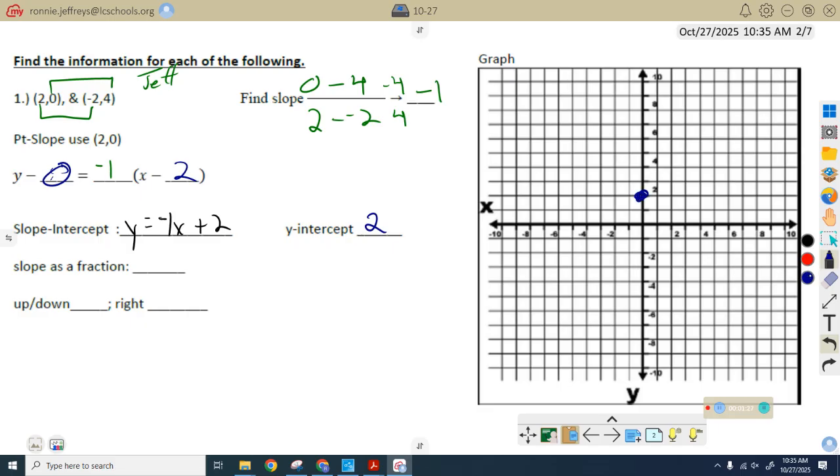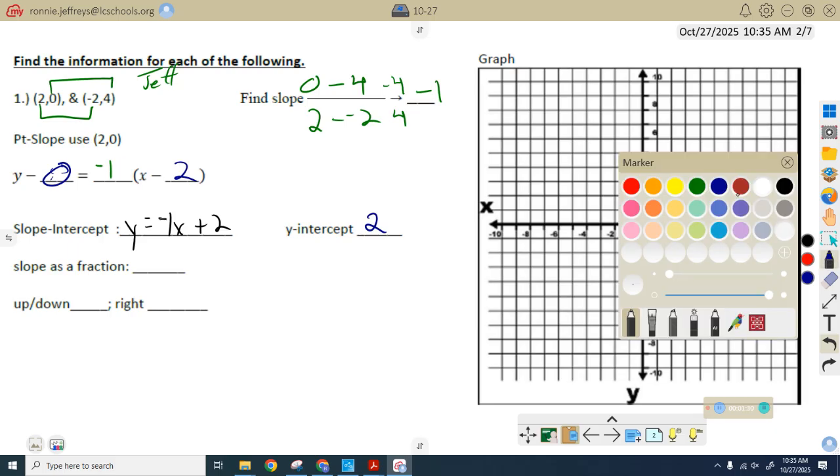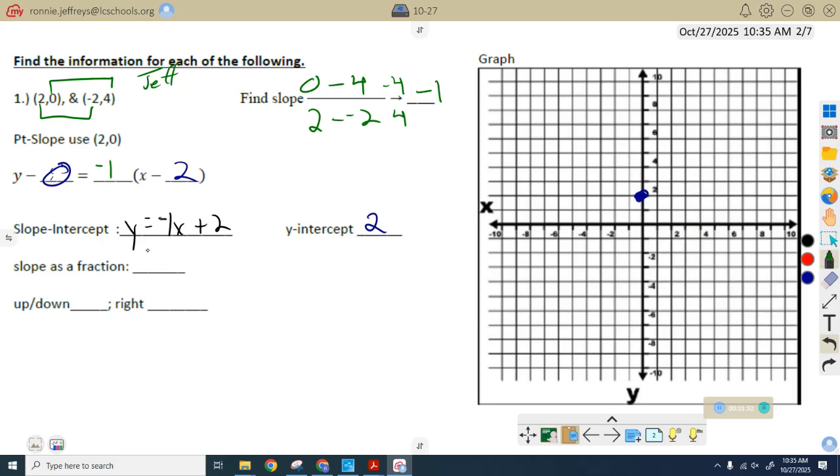Your slope as a fraction is -1 over 1. This means you go down 1 to the right 1.